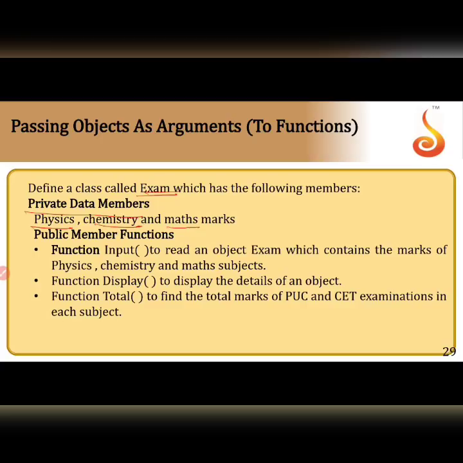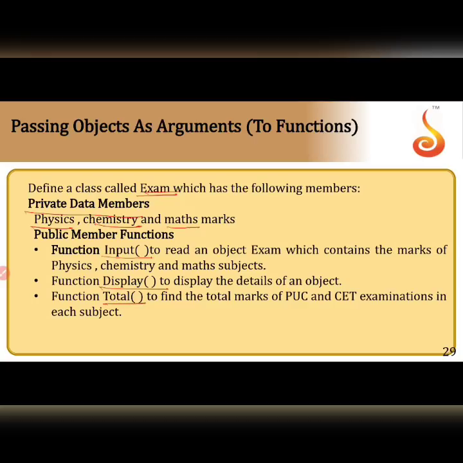What are the 3 methods I have there? I will have the input function. What does it do? It will take in the physics, chemistry and mathematics marks scored by the student. So, I need to take in the marks scored in physics, chemistry and mathematics in the input function, and in the display function I am going to print those details, like what is the physics marks scored, what is the chemistry marks scored and what is the mathematics marks scored.